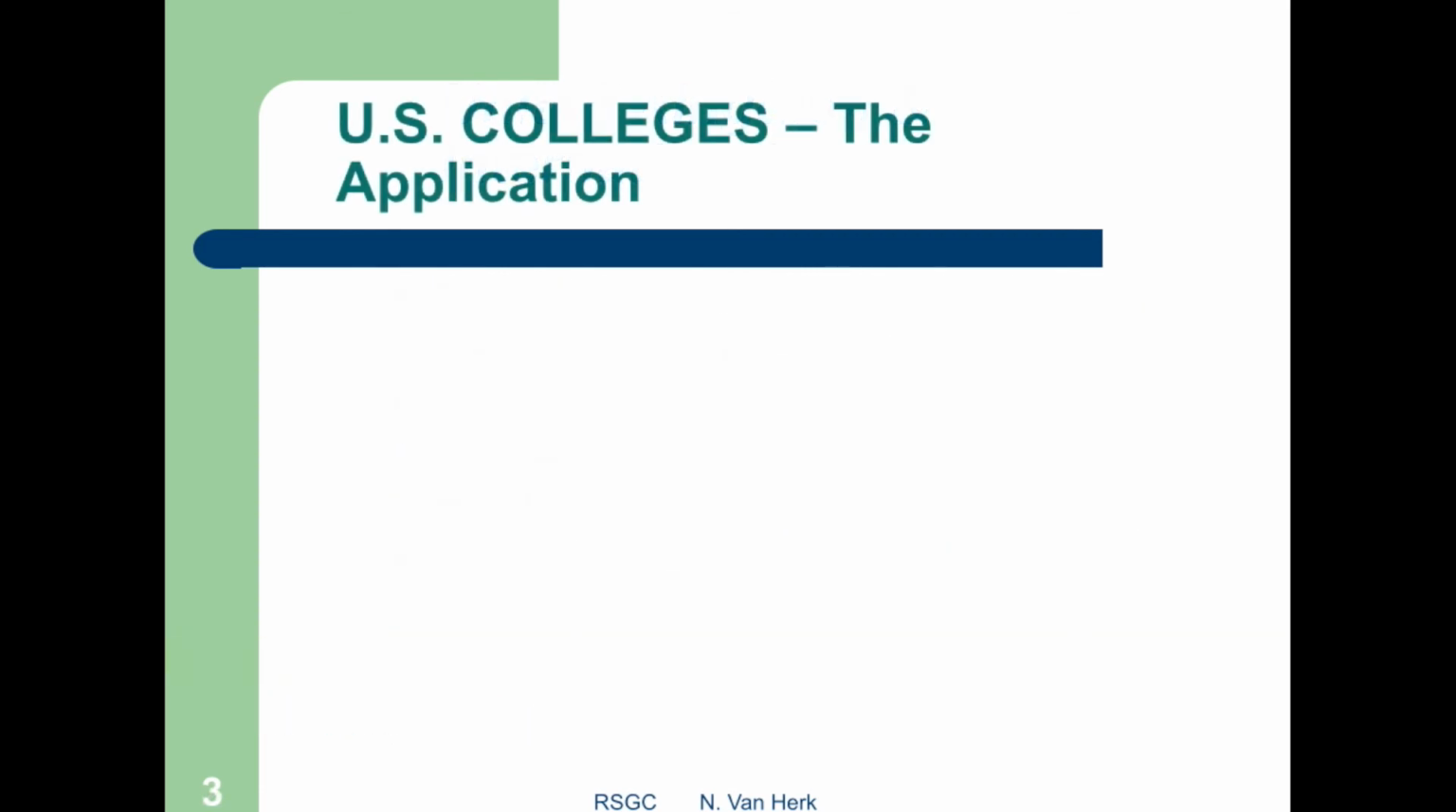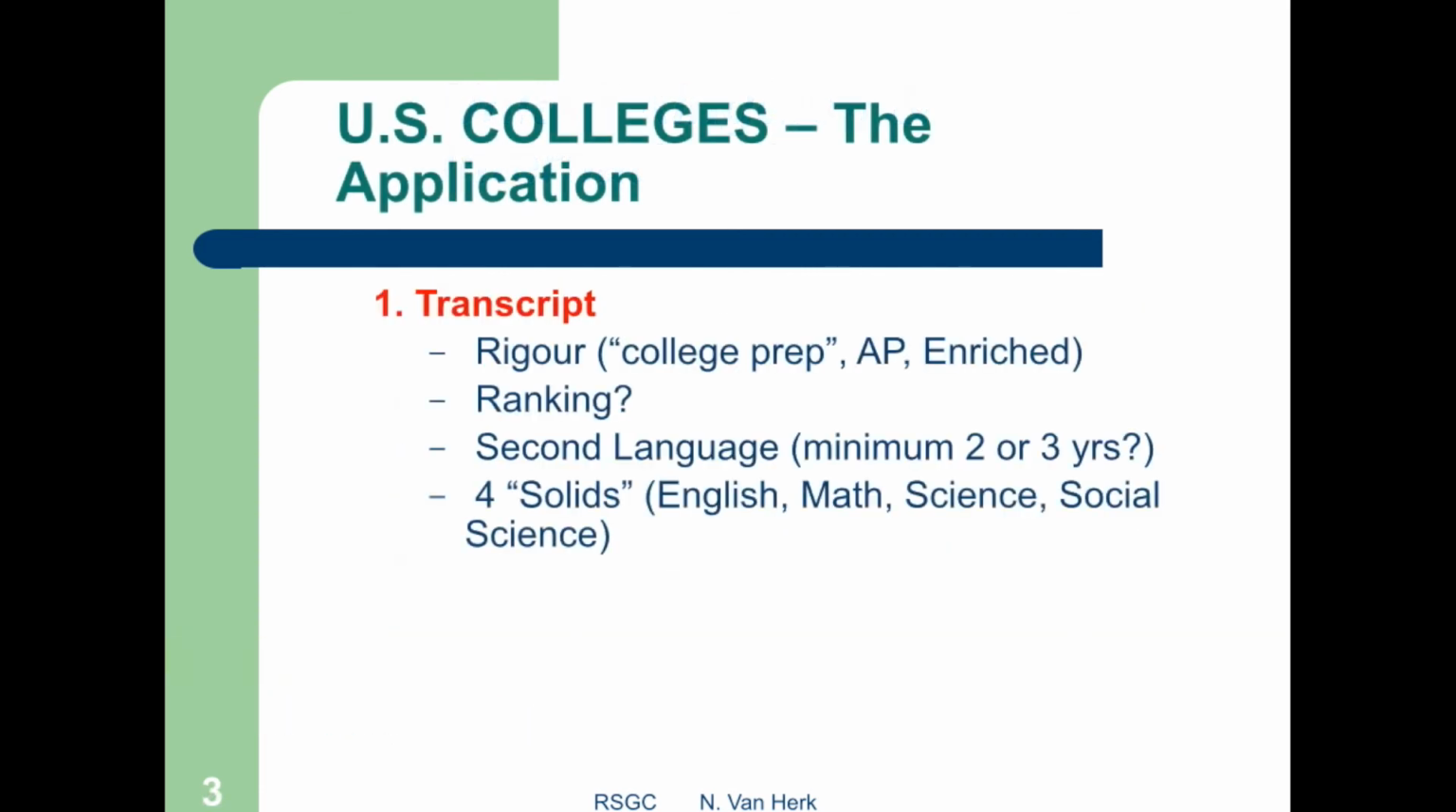In the US, it's a lot more complicated. There's essentially 5 parts to the application. The first part they're going to look at, and arguably the most important part, is your high school transcript. And that's not grade 12 courses like we were talking about with Canada, but that's from grade 9 all the way through. And what they're looking for is the rigor of your transcript.